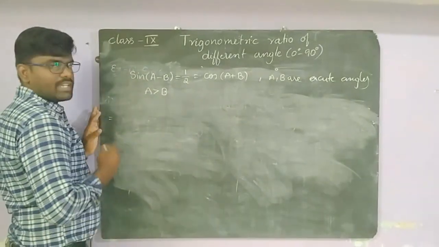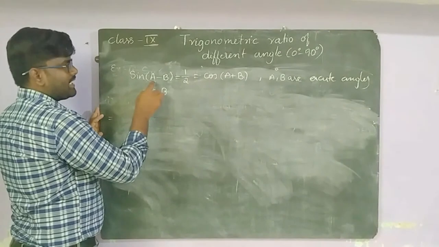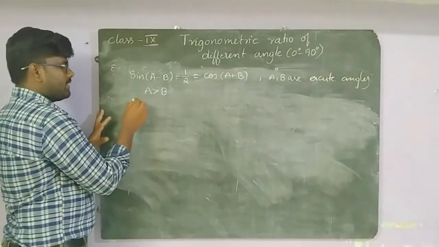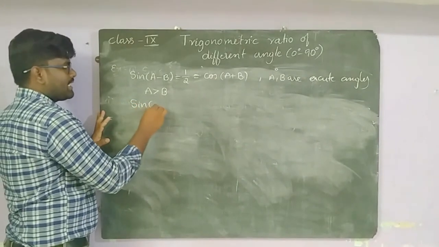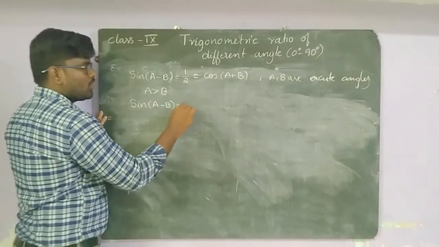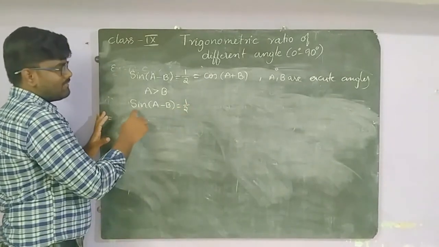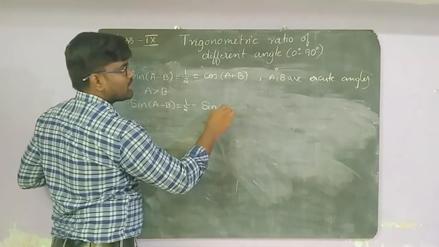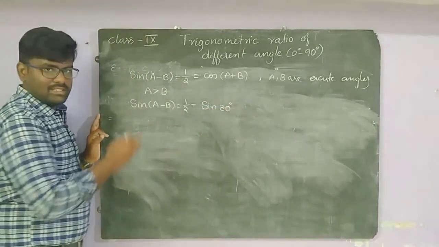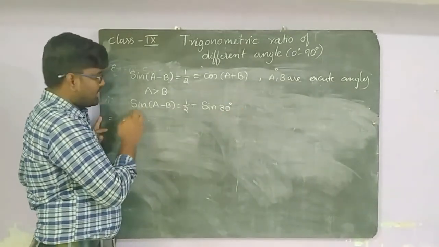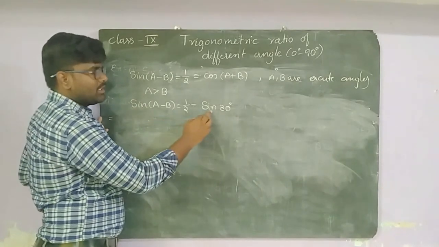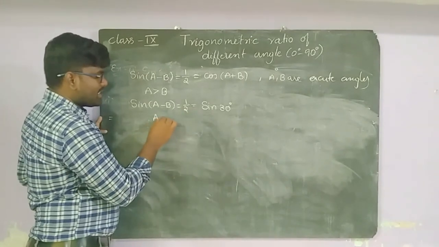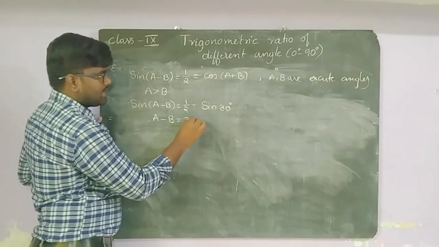How can we find these values? Sin A minus B is 1 by 2 is given, and cos A plus B is also 1 by 2. Write sin A minus B is equal to 1 by 2. Sin of which angle is 1 by 2? Sin 30 degrees is 1 by 2, we know from the table. Comparing these two, A minus B becomes 30 degrees.